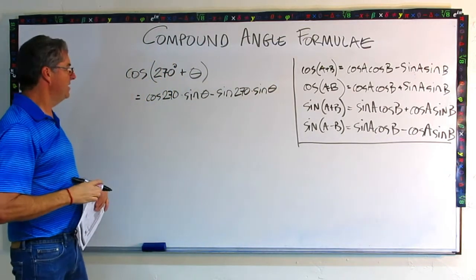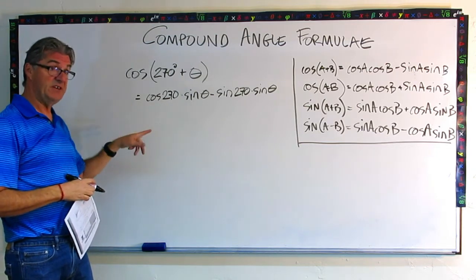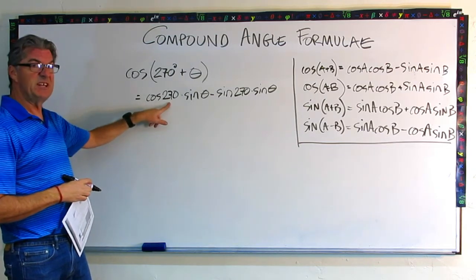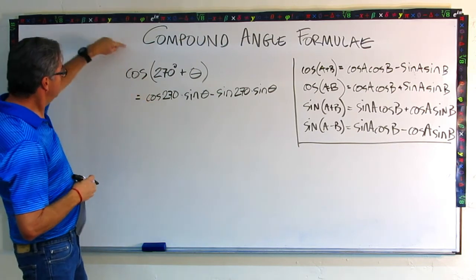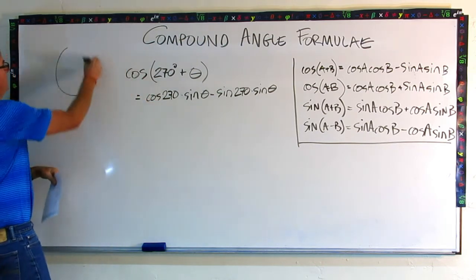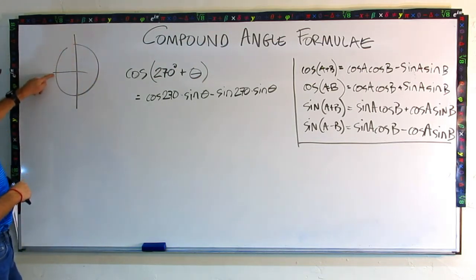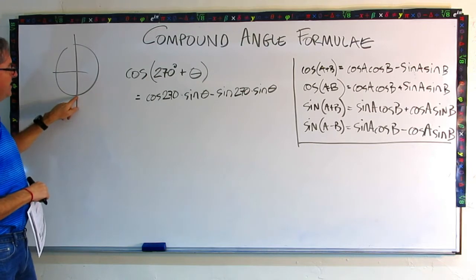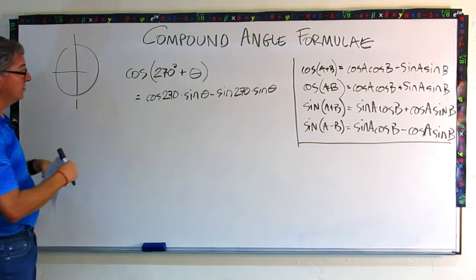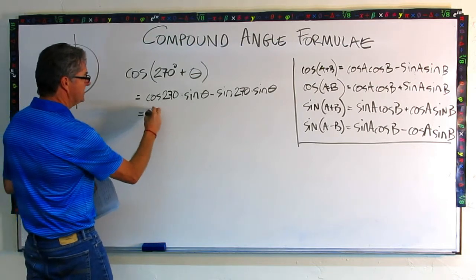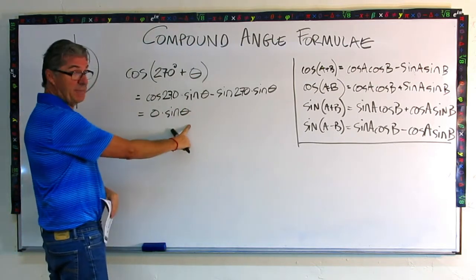Okay, so let's take a peek. Cosine of 270. Cosine is x-coordinate. 270 is 3/4 of the way around the unit circle. So up to 90, down to 180, all the way around to 270. So the x value at cosine of 270 is 0. So this is going to be 0 times sine theta. So we know what's going to happen there.